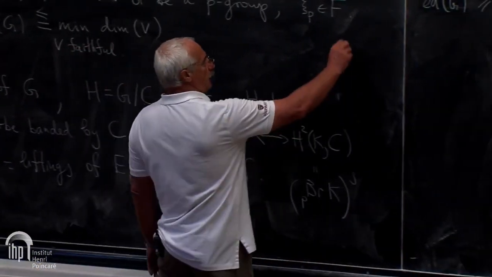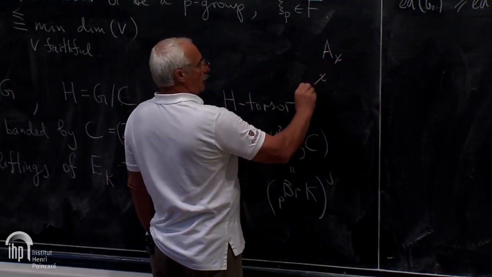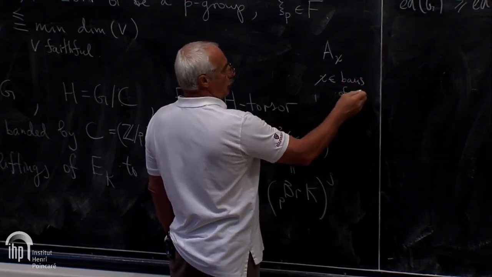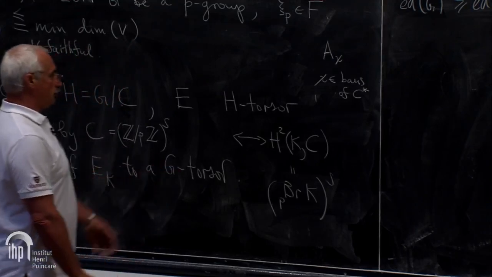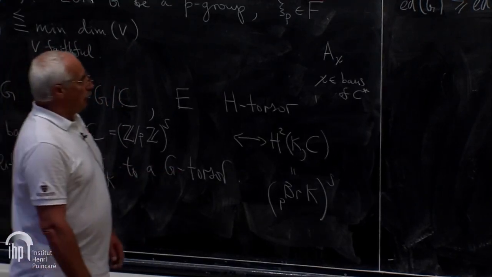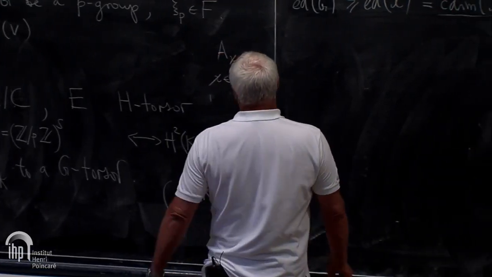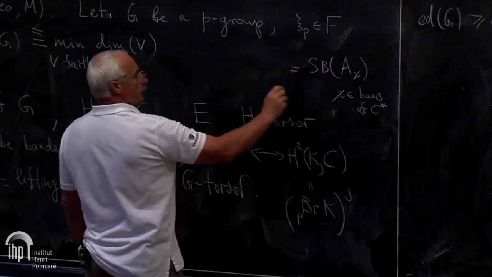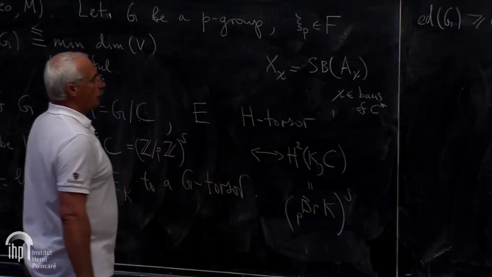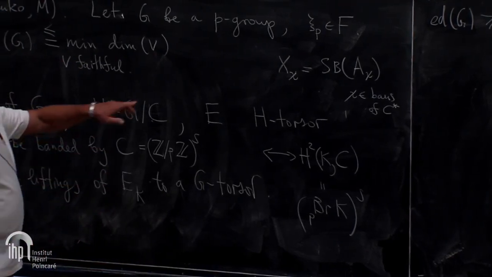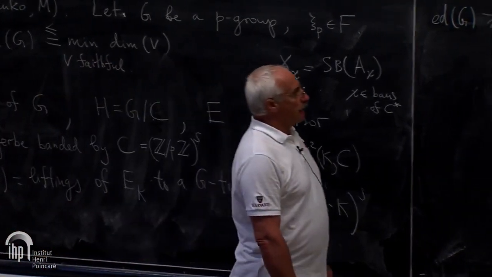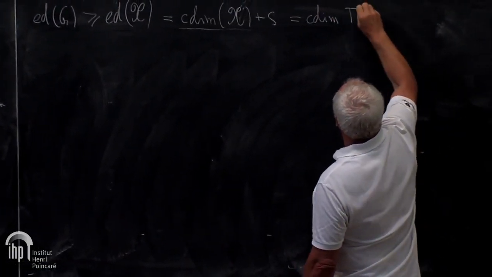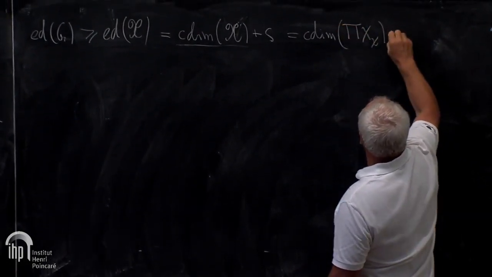And I would like to call them A_chi. And chi, in fact, belongs to the basis of the group dual to C. And let's also take the corresponding Severi-Brauer variety for the corresponding algebra A_chi. So the gerbe has a point if and only if all Severi-Brauer varieties have a point. So we have the canonical dimension of the product of those Severi-Brauer varieties plus s.